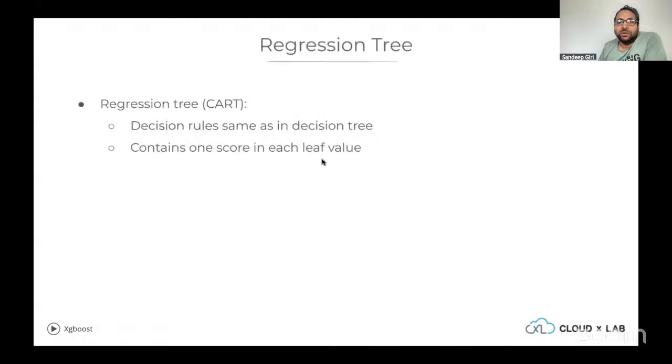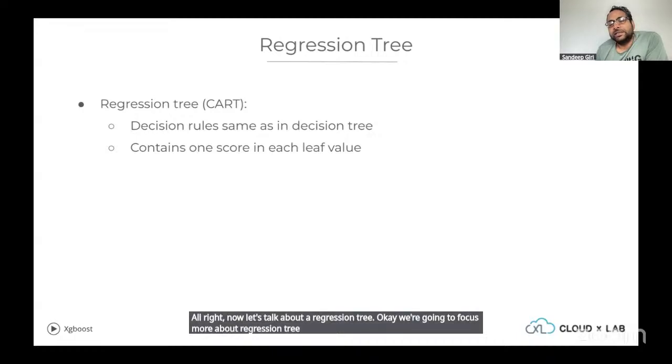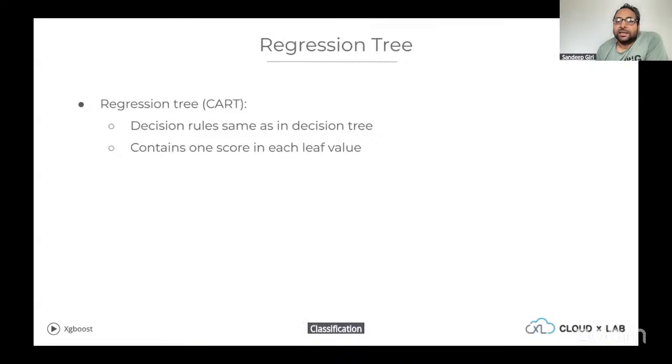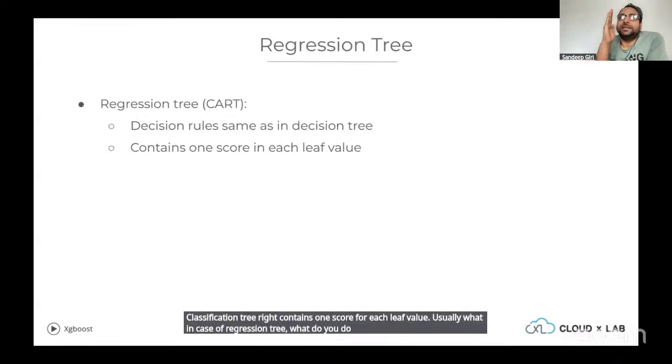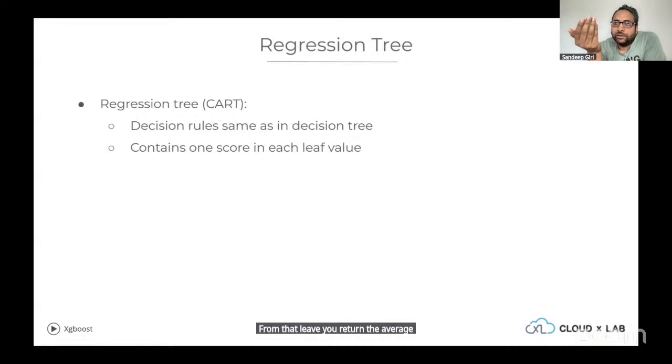All right, now let's talk about a regression tree. We're going to focus more on the regression tree. A regression tree is the same as a classification tree, containing one score for each leaf value. In the case of a regression tree, you compare the characteristics of the example and keep going till the leaf where that particular example matches, and then from that leaf you return the average value. That's called the regression tree.